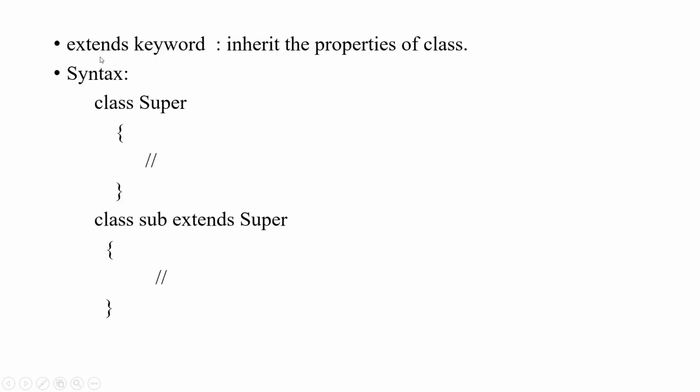So here the extends keyword is used to inherit the properties of a class. Here we will see the syntax of inheritance. Okay, so here the superclass is created, and this is the subclass. Superclass is also called the parent class, and subclass is also called the child class. Here the subclass extends the superclass. Whatever the properties and characteristics of the superclass, the subclass extends them, that's why we use the extends keyword.